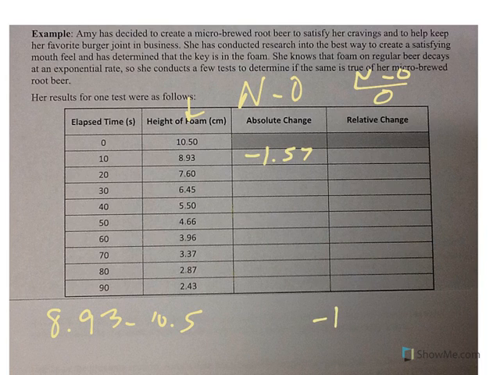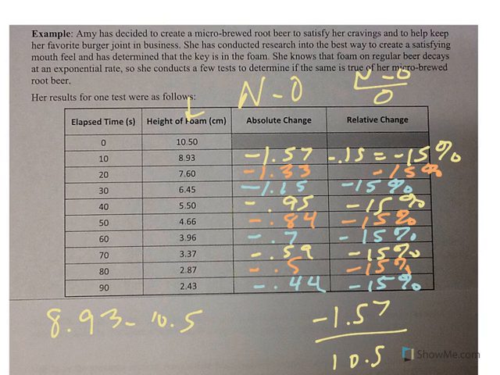Okay, so now we know that that's on top, and I divide by my old value, which is 10.5, and that gives me negative 0.15, which is negative 15%. Okay, hit pause, finish out the rest of this table, and then we'll come back and talk about it.